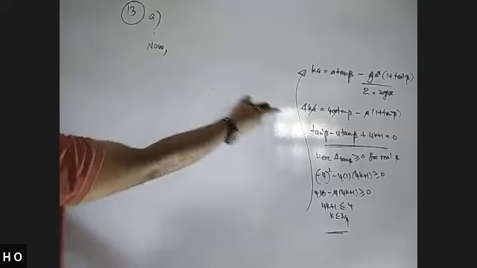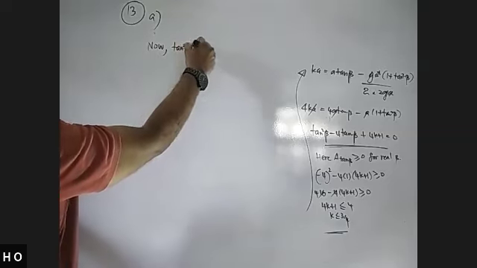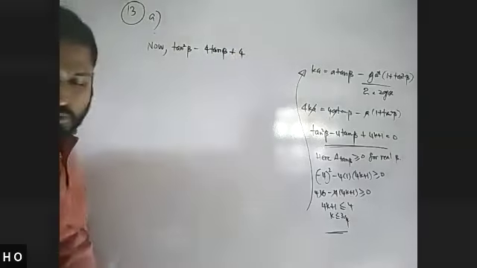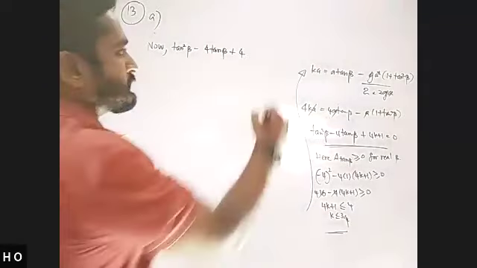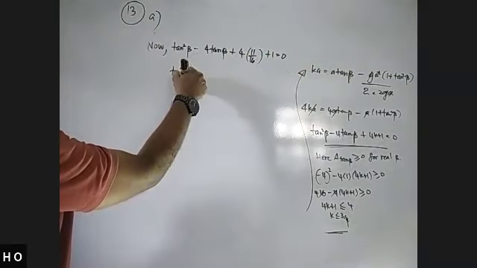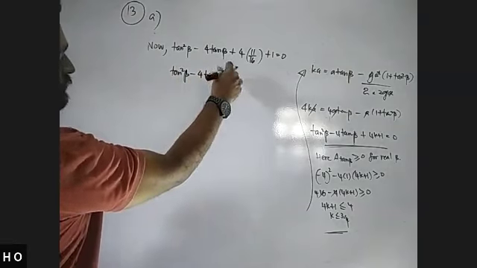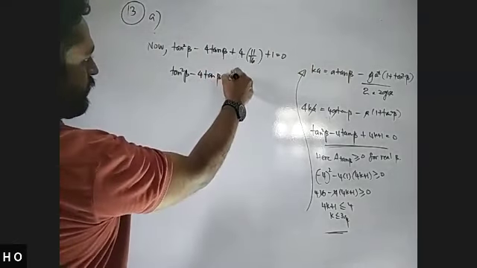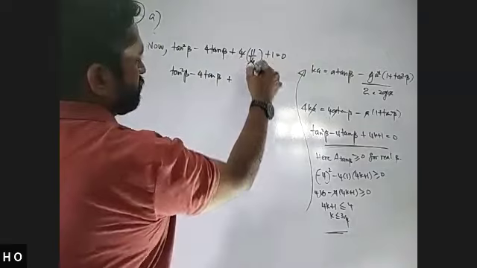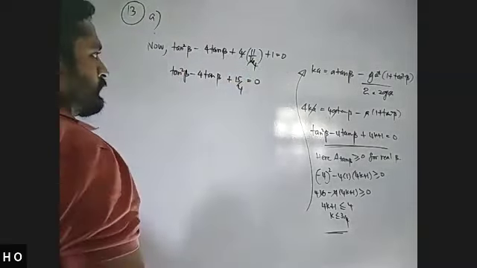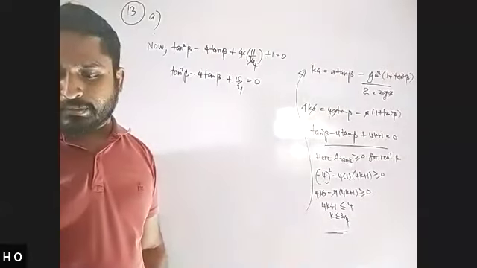Now, what about tan squared beta minus 4 tan beta plus 4k plus 1? What is k? K is 11 by 16. So 4 times 11 by 16 plus 1 equals 0. So tan squared beta minus 4 tan beta plus 15 over 4 is 0. That is the quadratic of tan beta. So they have recommended two possible directions.